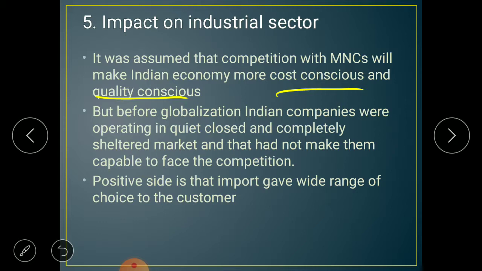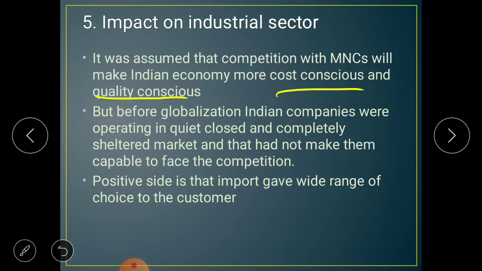But what happened? It is human nature. Once we are in a comfort zone, once we are very happy with a situation, we don't grow. Just because Indian industries were protected by government, we were operating in a quite closed and completely sheltered market. We did not grow, and we remained as we were. So when government removed the protection, we were not able to survive, not only face the competition, which is a secondary matter, but we were not able to survive because earlier we were protected a lot, and in the time of protection we did not grow.